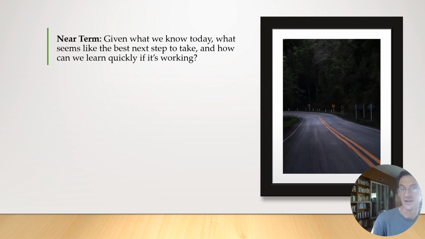So the first then is our near-term intermediate results, and I like to think of these as driving down a windy road at night, as the road reveals itself as you come around each corner. And the way to think about these is, given what we know today, what seems like the next best step to take, the next best actions we can take, and then how can we really learn quickly if those actions are playing out as we hope they will.